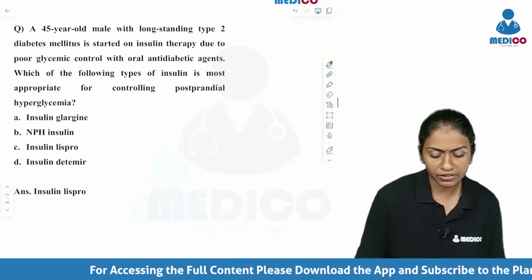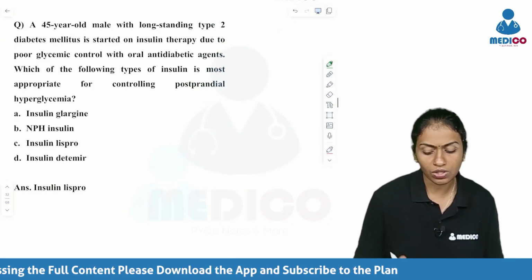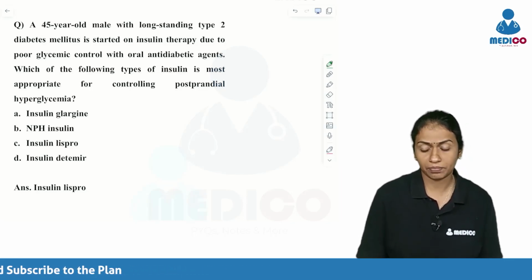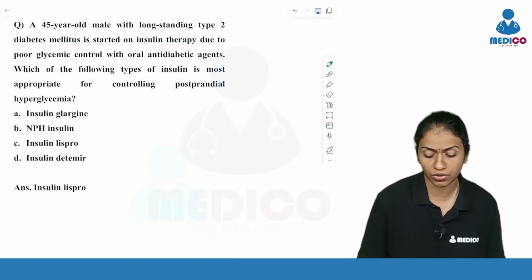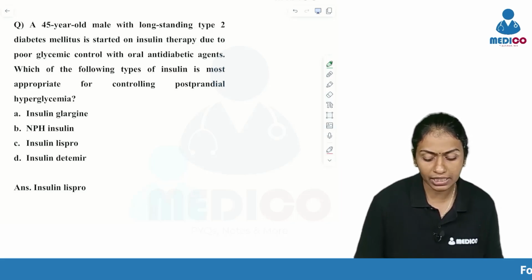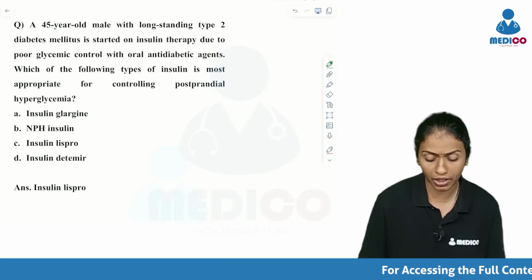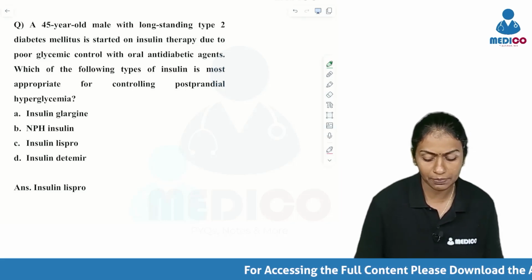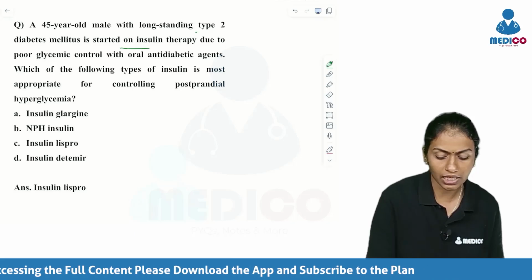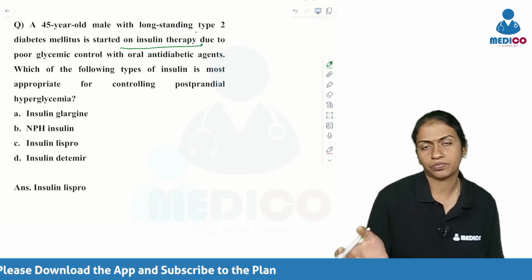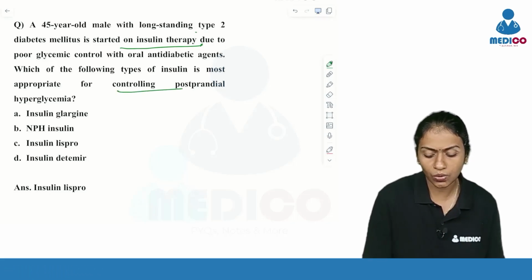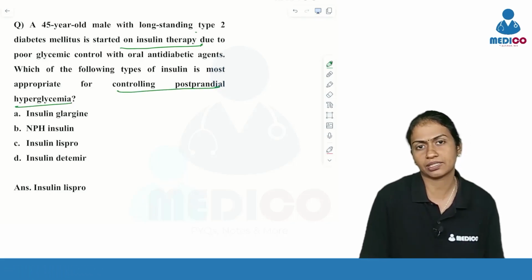Now, a 45-year-old male with long-standing type 2 diabetes is started on insulin therapy due to poor glycemic control with oral anti-diabetic agents. Which of the following types of insulin is most appropriate for controlling postprandial hyperglycemia? So, a long-standing diabetic started on insulin therapy, and the question asked is for controlling postprandial hyperglycemia.